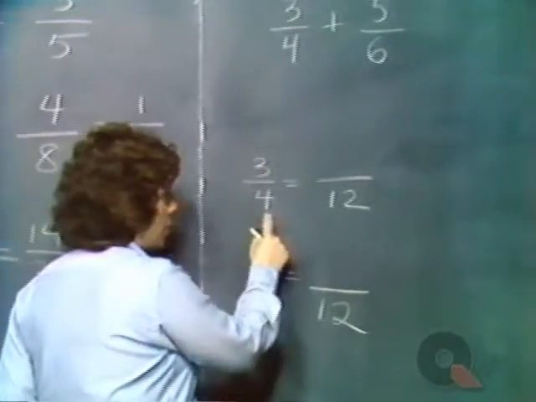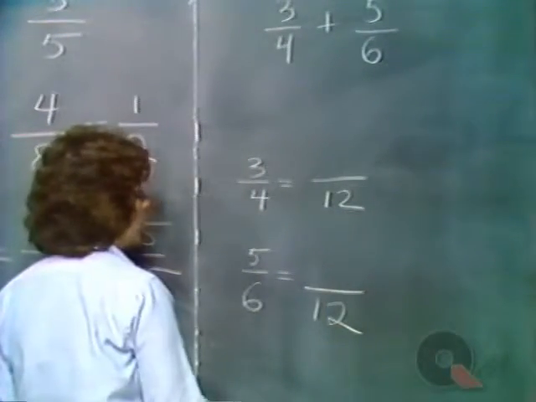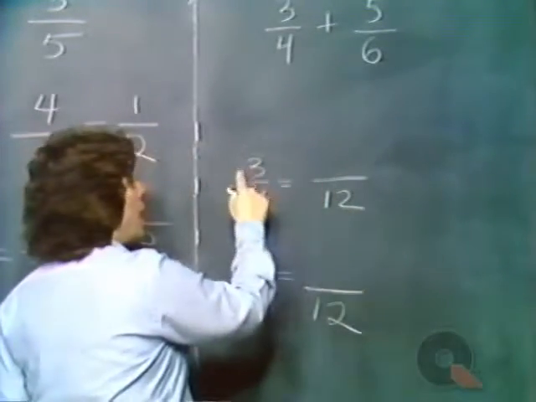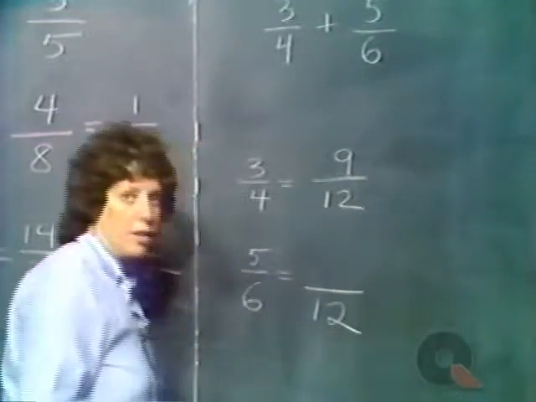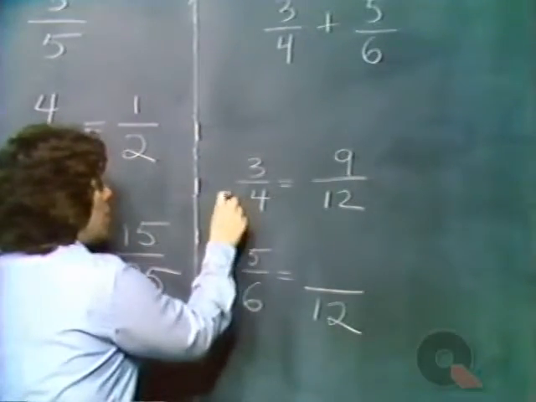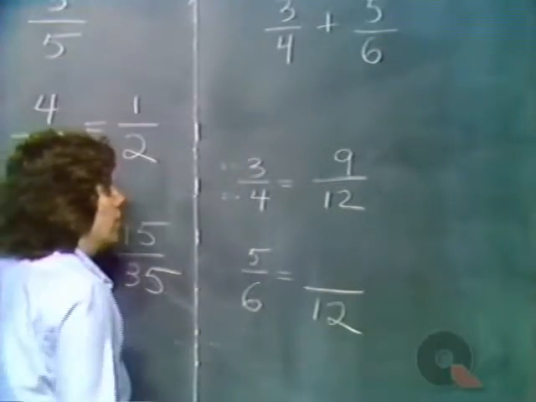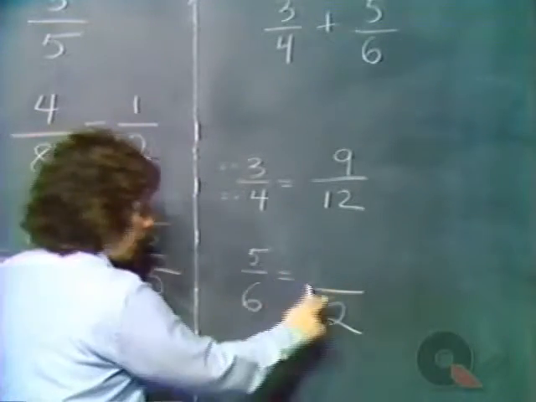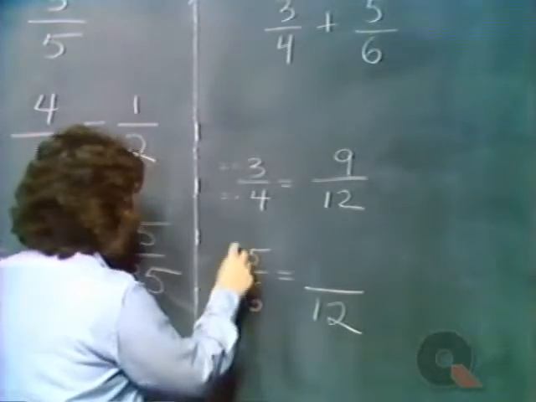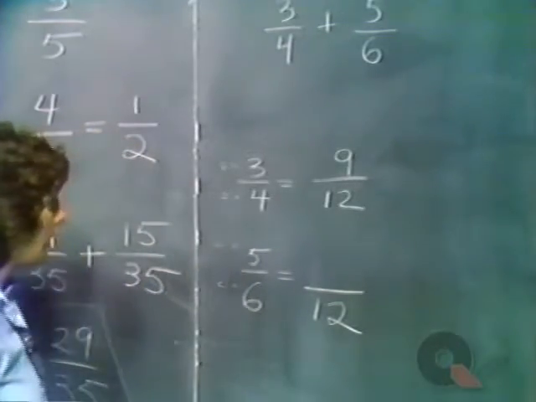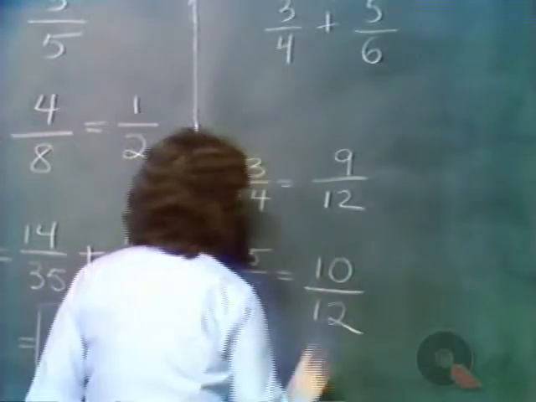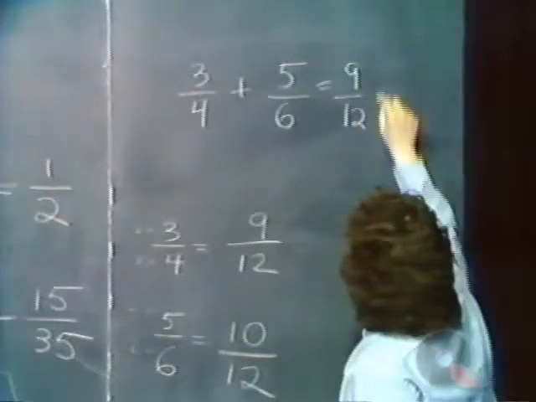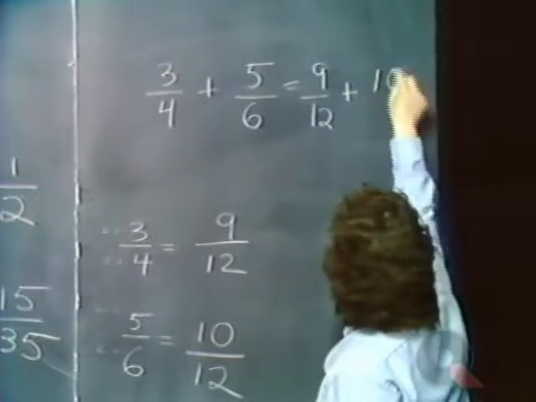Now, we have 3/4. We want to change it into a certain number of 12s. We say to ourselves, what do we have to do to 4 to get 12? We have to multiply the denominator by 3, so we have to multiply the numerator by 3 as well. Similarly, we say, what do you have to do to 6 to get 12? You have to multiply the 6 by 2. Well, if you're going to multiply the bottom by 2 to get an equivalent fraction, you have to multiply the top by 2 as well. So 3/4 is equivalent to 9/12, and 5/6 is equivalent to 10/12.